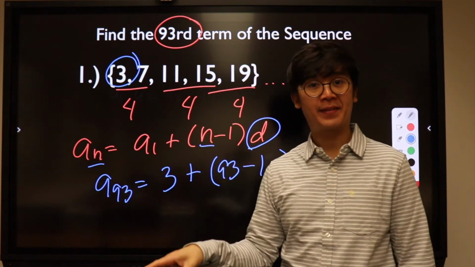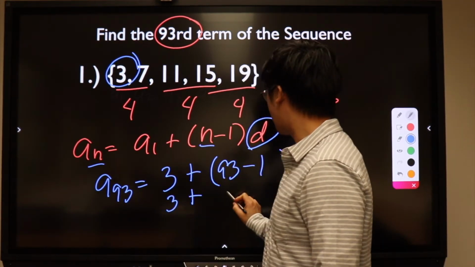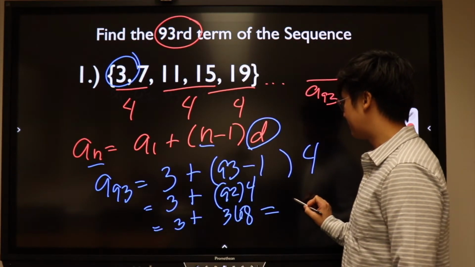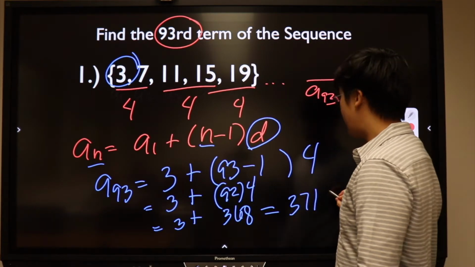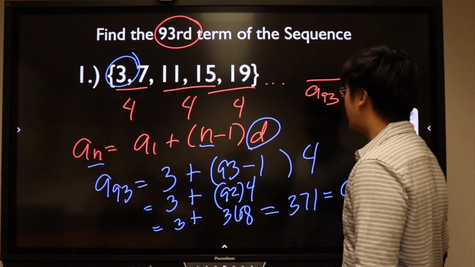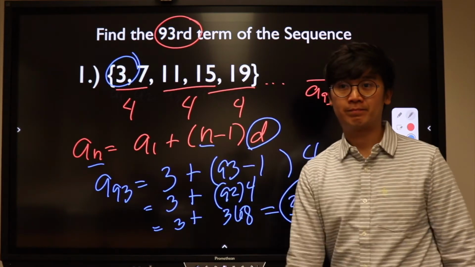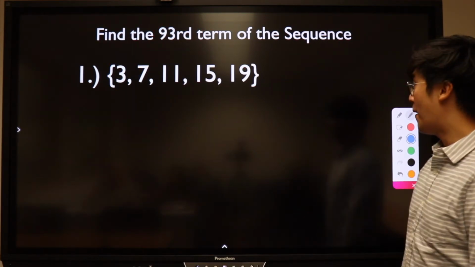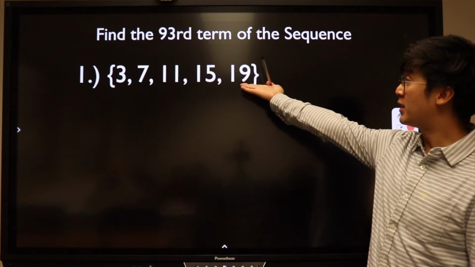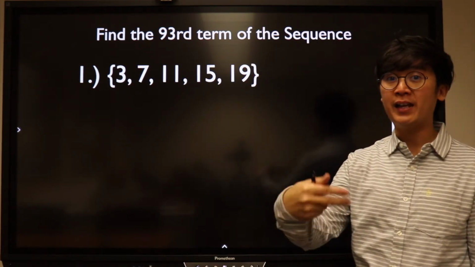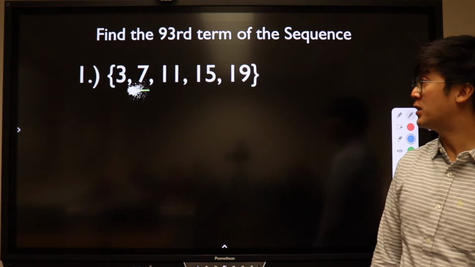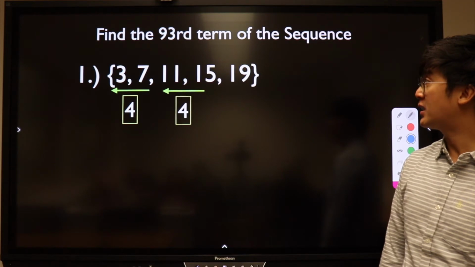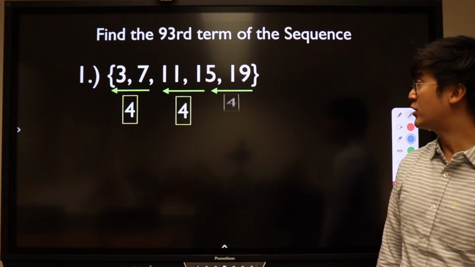Now, do the math. So the answer is 371. So this is your a sub 93. A lot of mathematics, but you know that if you're given the sequence, you just need to find the common difference and the first term. And in this case, the common difference is going to be 4, because if you subtract 3, 7, 11, 15, and 19, they're all the same, and that is your common difference.